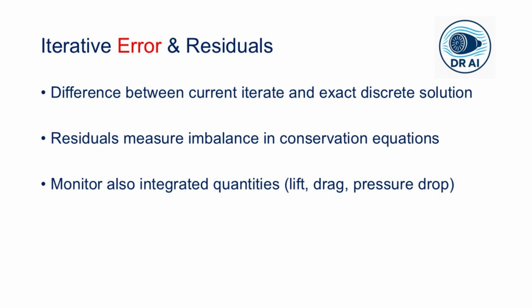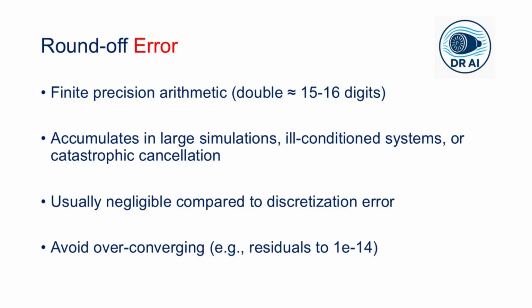Convergence tolerance: we don't set the residual targets lower than the discretization error. You are then just iterating on noise, actually.